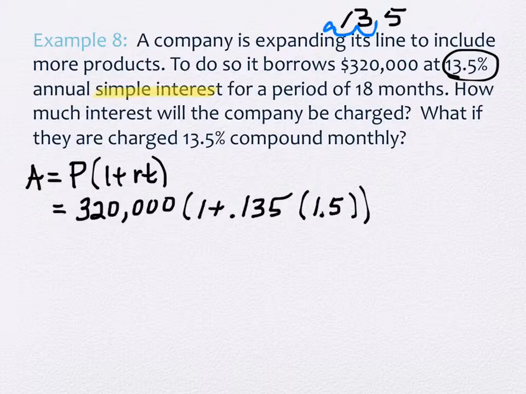If you don't have a calculator that likes parentheses or wants to work with parentheses very well, you can work from the inside out, which means you would multiply the 0.135 times the 1.5, hit enter, and then do plus 1 and hit enter, and then do times the 320,000 and hit enter. So working from the inside out. Order of operations, basically, right? Okay, either way you do it, you find out that you have an amount of what?